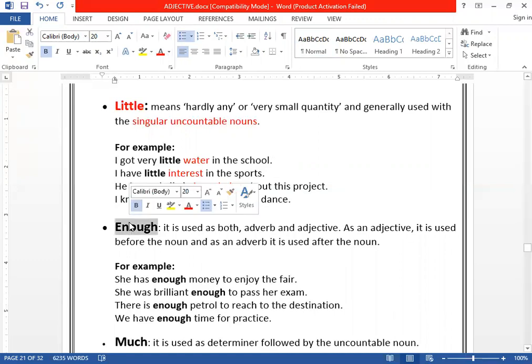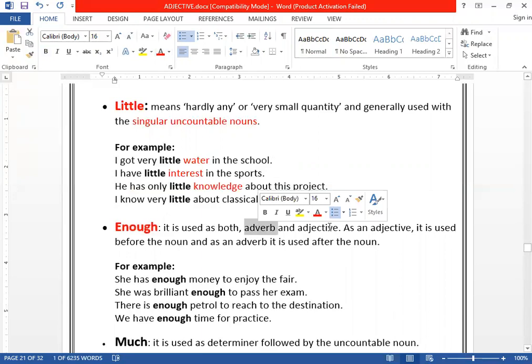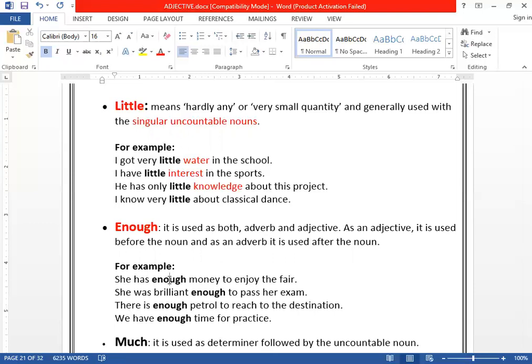Let's come towards enough, the next quantity adjective. It is used, clear, as both adverb and adjective. As an adjective, it is used before the noun, and as an adverb, it is used after the noun. Enough can be used both as a quantity adjective or as an adverb of degree. Later on, inshallah, we will study when it will function as an adjective and when it will function as an adverb.